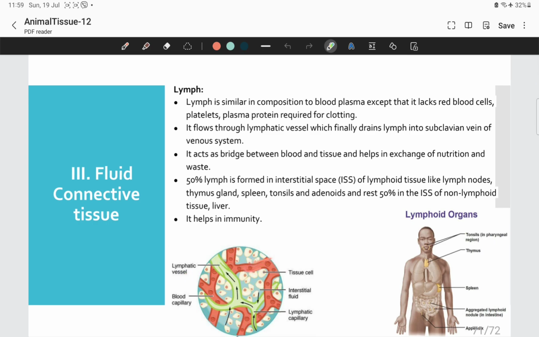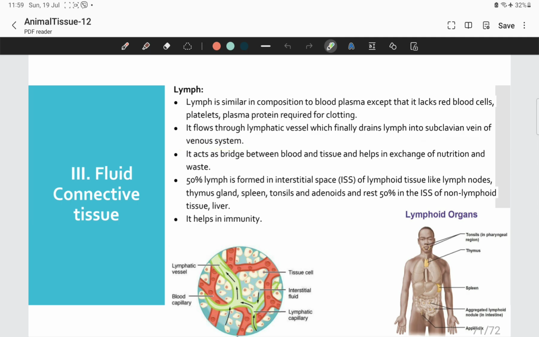The red one that you see here represents blood vessels, whereas the different vessel that you see is the lymphatic vessels. Through the blood vessels, blood flows, and through the lymphatic vessels, lymph flows. And there is an interconnection between the blood vessel and the lymphatic vessel. The lymph that flows through the lymphatic vessel will be drained into the subclavian vein of the venous system when it is moving throughout the body.